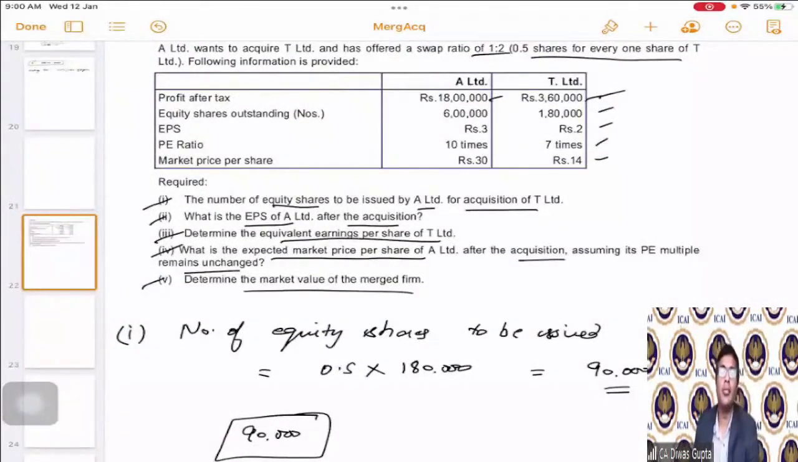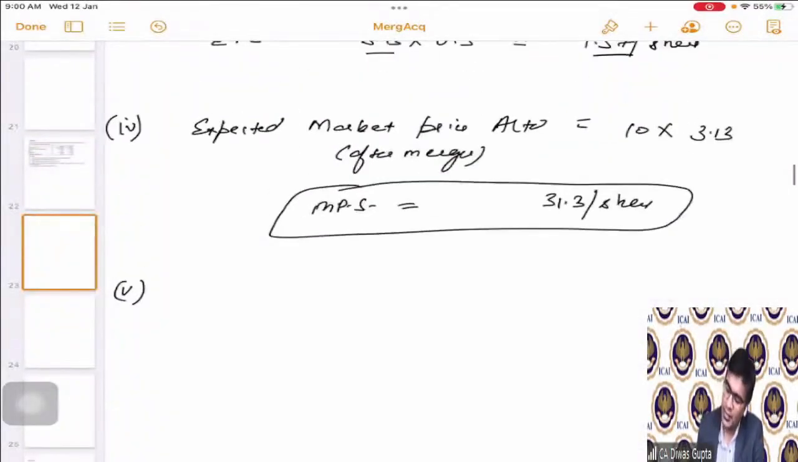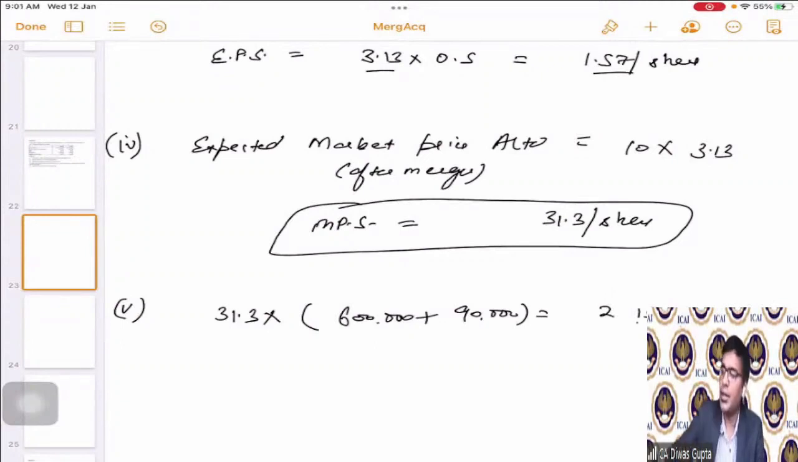Determine the market value of the merged firm, which is again very easy. Market value of the merged firm means 31.3 multiplied by the total number of equity shares. Total number of equity shares are how much? 6 lakhs are the present one, and 90,000 is what they have issued during the merger. That means total is 6,90,000 multiplied by 31.3, which gives us 2,15,97,000. This is the total market value of the merged firm.